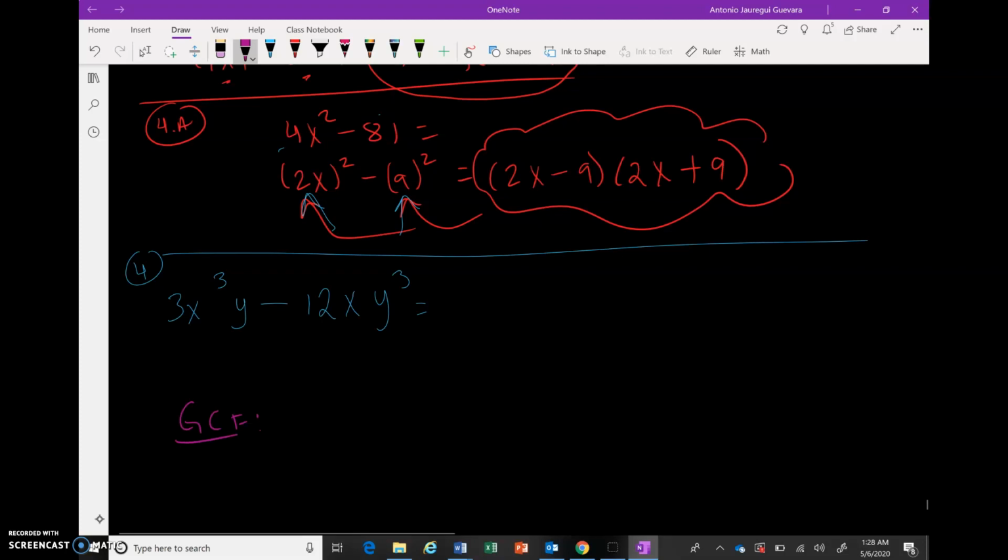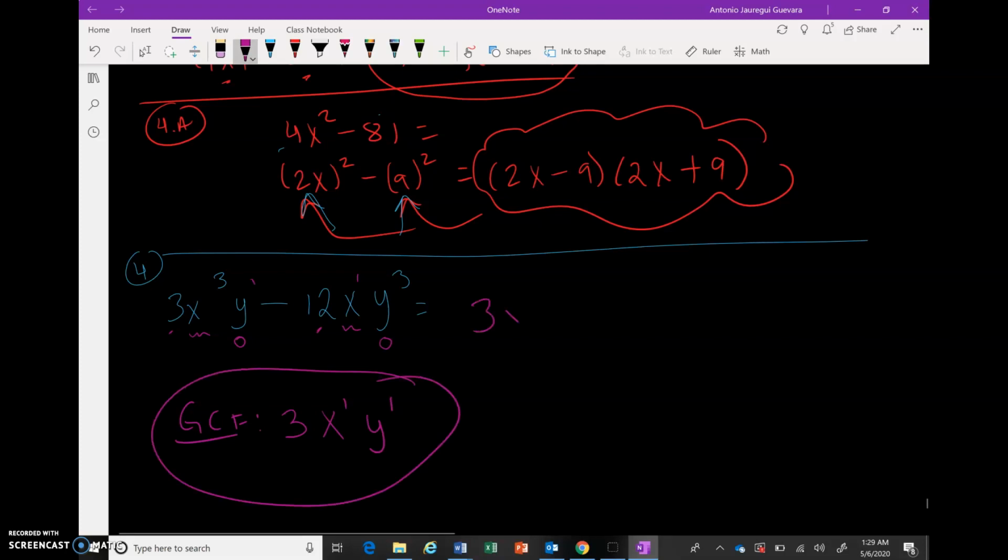The greatest common factor between 3 and 12 would be 3. Now you look at your x's: which one has the lowest exponent? That has a 3 and this has a 1, so I'm going to take x to the power of 1. Then I look at my y's, the powers: this has a 3 and this has a 1. I'm going to take the one with the lowest power, which is 1. I don't want to confuse you guys and have you think that's a 0. So I'm going to take y to the 1. This is my greatest common factor.